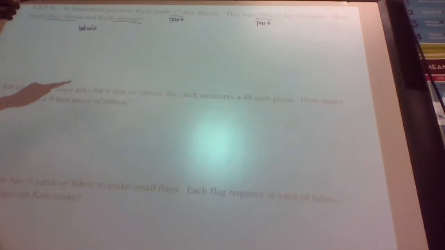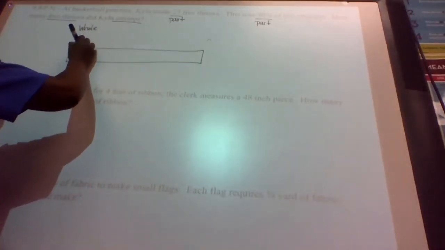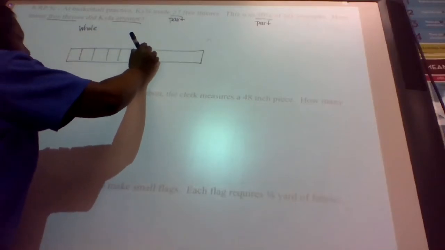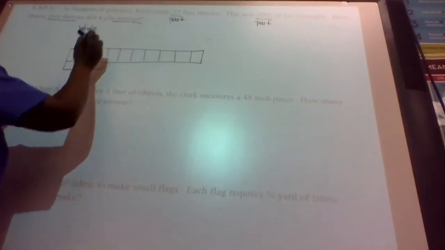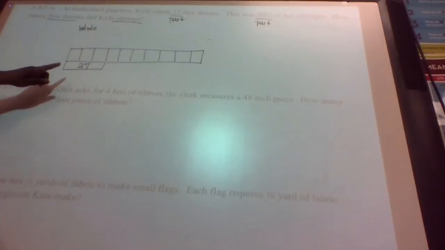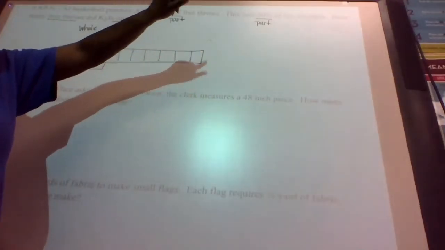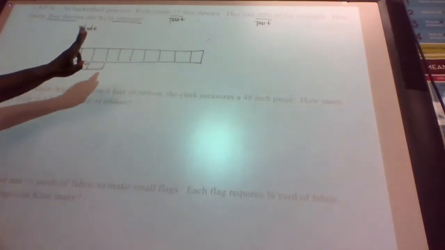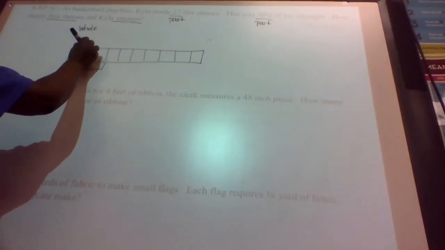Okay, so if I'm talking about 30%, 30% is what out of 10? 3 out of 10. So I'm going to draw 10 squares. Okay, 3 out of these squares represent what? The 27. So if I break 27 into 3 parts, because 30% is 3 parts and I have 27, what would that be? 9. So every part is worth 9.